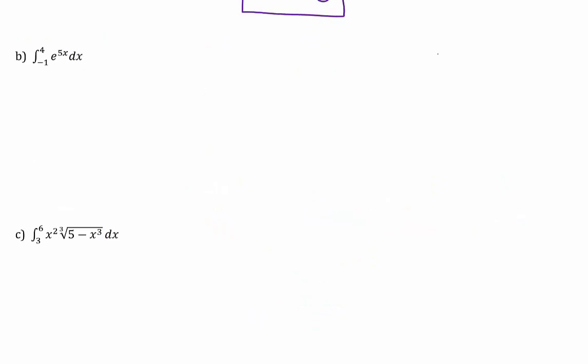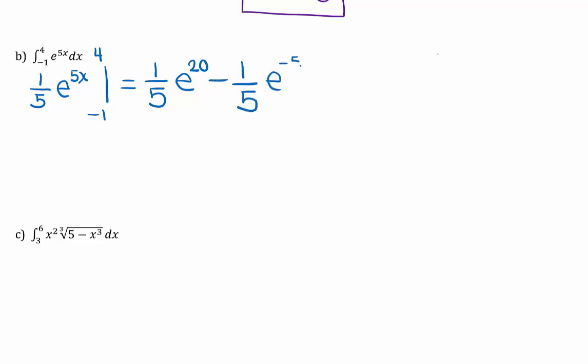Example B, to find the following definite integral, the first thing I do is integrate. I have an e to the kx, e to the 5x, so I'm going to get a 1/5 e to the 5x. And then I'm going to have to plug in my bounds of integration, which are 4 and -1. So this is going to be 1/5 e to the 20th minus 1/5 e to the -5. This is now something that I would put into a calculator, and I got a pretty large number, 97,033,039. I rounded to the nearest whole number here.